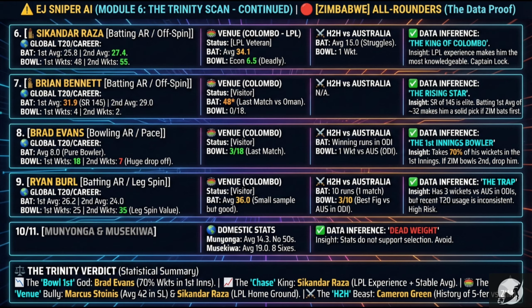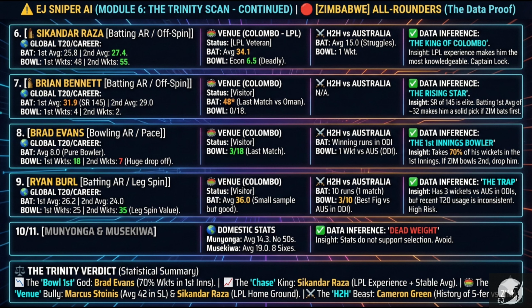Target 1, Sikandar Raza. The data inference calls him the king of Colombo. Why? Look at the venue status, LPL veteran. He plays in the Lanka Premier League. He knows every crack on this pitch. With a batting average of 34 and an economy of 6.5, he is the universal boss of this arena.